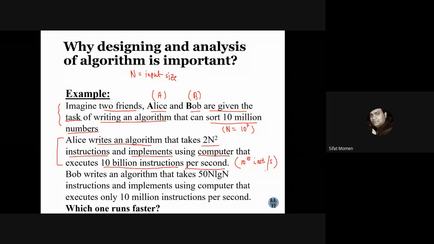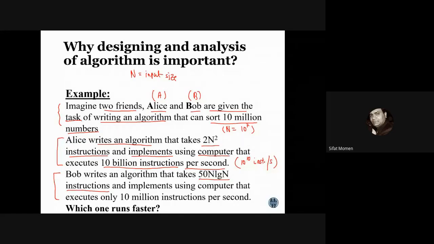What about Bob? Bob writes a different algorithm, and Bob's algorithm requires some 50 n log n instructions to solve the problem. Is it more instructions or fewer instructions than that of Alice? Fewer instructions. So whose code is better, Bob's or Alice's? Bob's code, because it requires fewer instructions to solve the same problem, right?